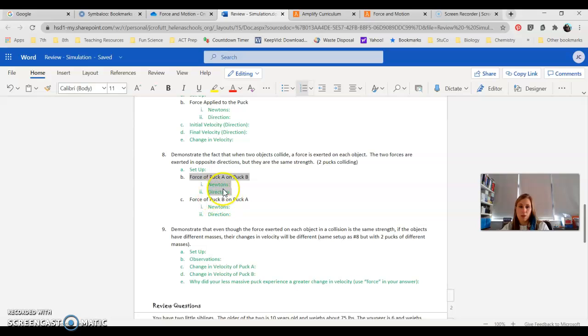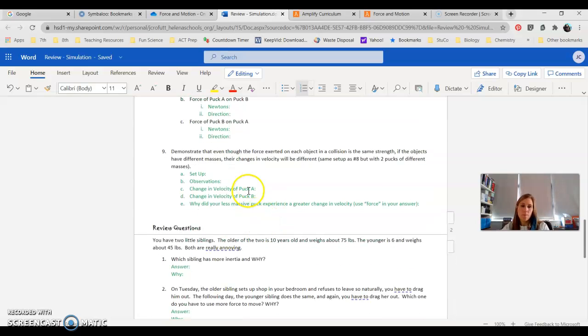Now let's talk about the size of the force. If A puts a force of 3 newtons on B, then no matter the size of the object, B should put a force of 3 newtons back on A, but in the opposite direction. Okay, and then finally, demonstrate that even though the force exerted on each object in a collision is the same strength, if the objects have different masses, their changes in velocity will be different.